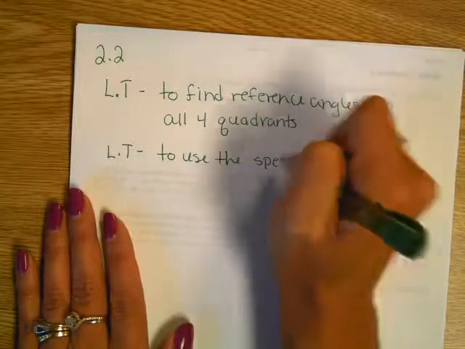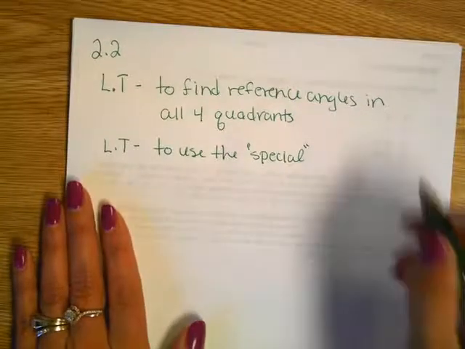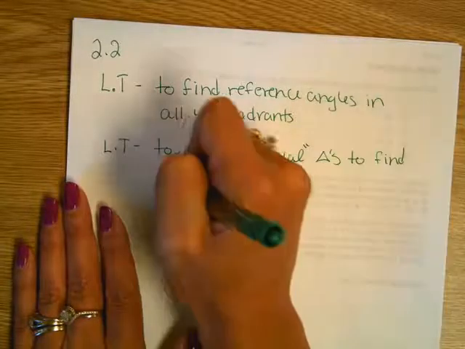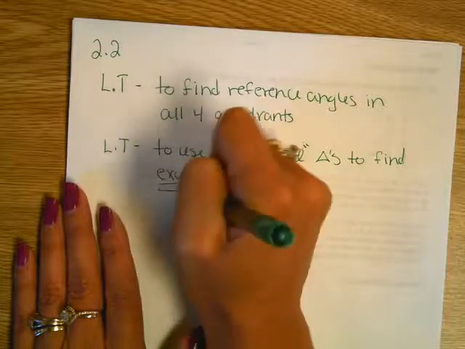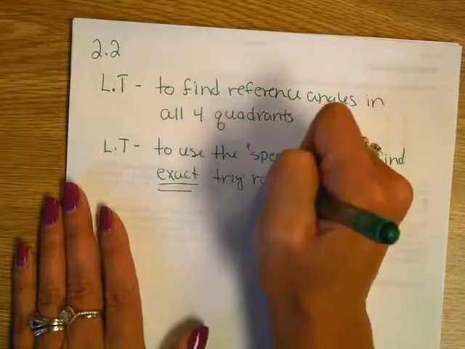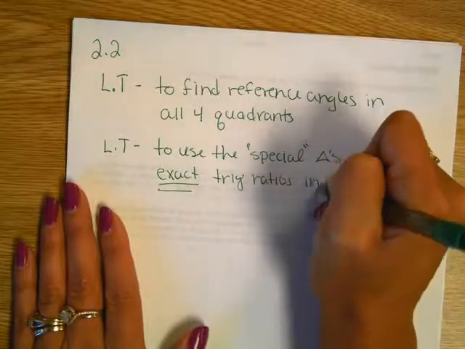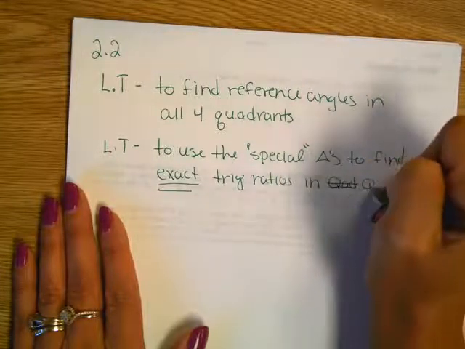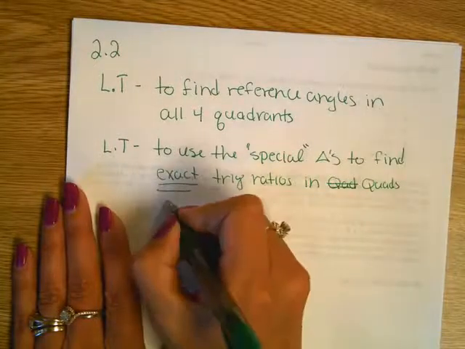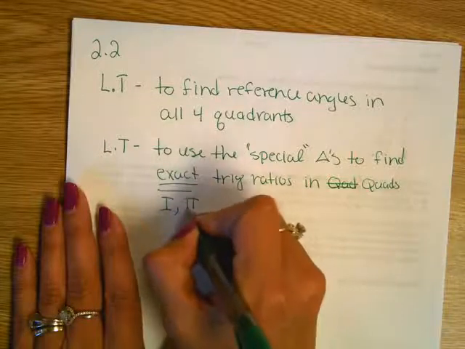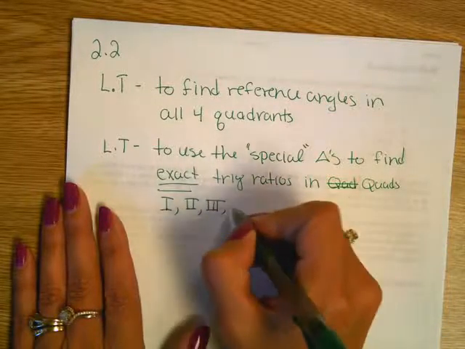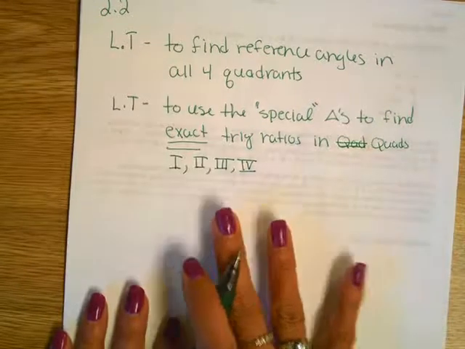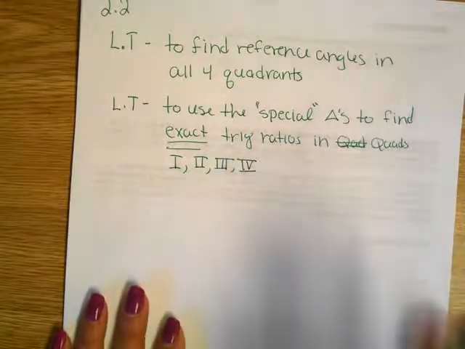What do I mean by special? What made them special? Triangles. To find exact values, I should say exact trig ratios, in quadrants 1, 2, 3, and 4. Every quadrant. We did first quadrant yesterday. We're going to hit it again today. The only thing we're doing in the notes here is learning target 1. Learning target 2 is going to be done in the little packet.